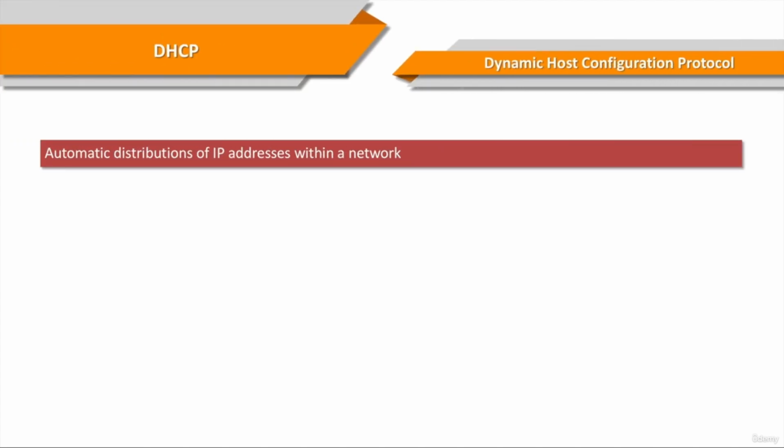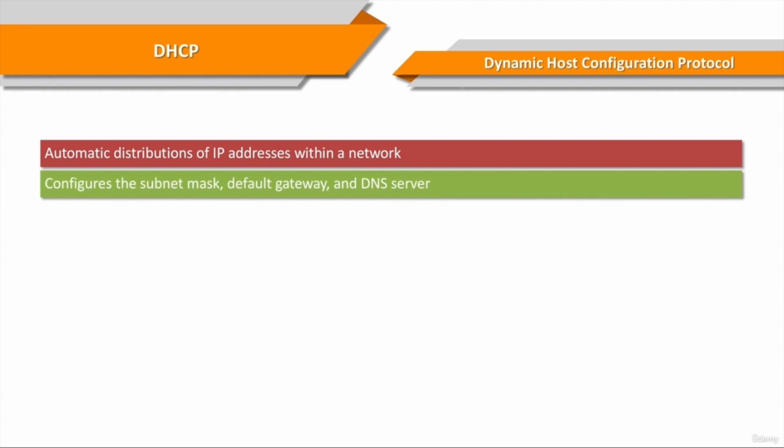Dynamic Host Configuration Protocol, DHCP. Now, it's a protocol used to provide automatic and central management for the distribution of IP addresses within a network. It's also used to configure the proper subnet mask, default gateway, and DNS server information on the device. In most homes and small businesses, the router acts as a DHCP server. In large networks, a single computer might act as a DHCP server.